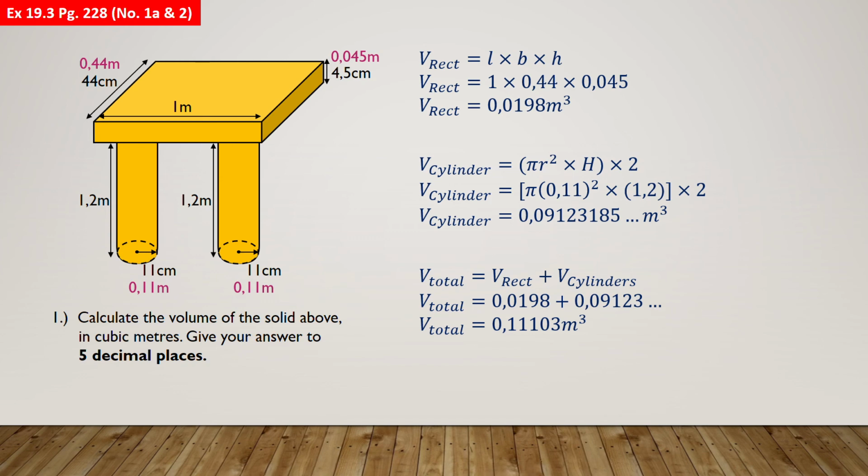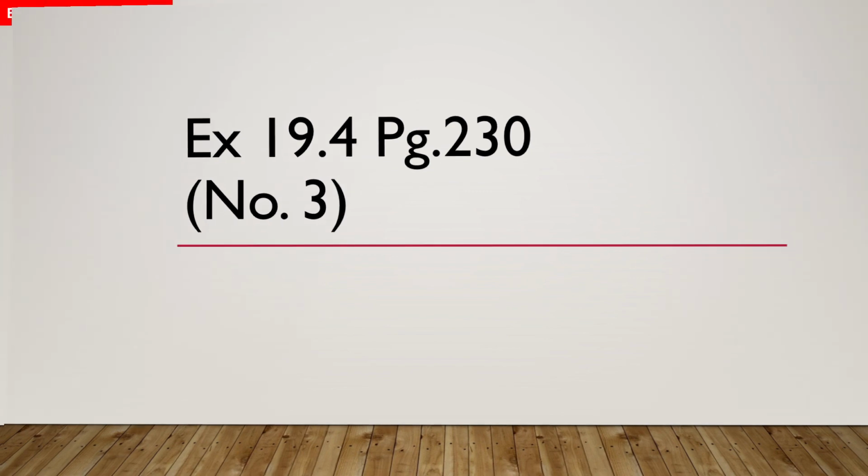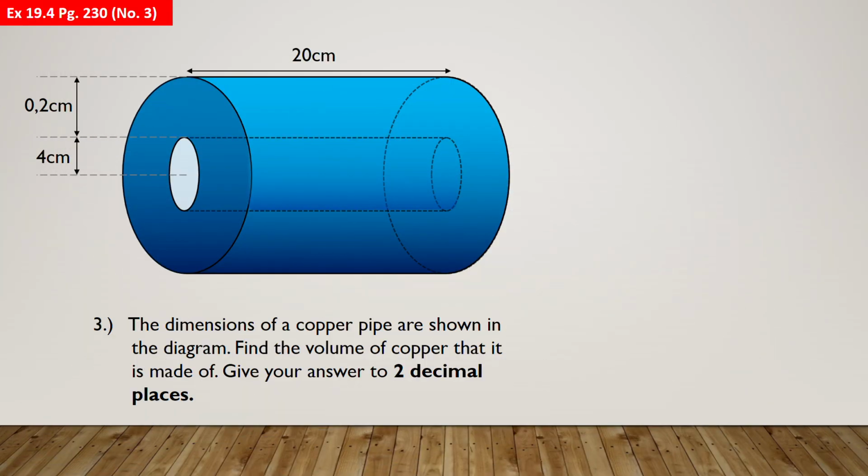For homework, you're going to do your own challenging question, and then you're done with this section. That's exercise 19.4 on page 230, number 3, and this is what it looks like. It's basically a pipe. It says the dimensions of a copper pipe are shown. So this is your copper pipe. That middle section is empty. Find the volume of copper that it is made of and give your answer to 2 decimal places.